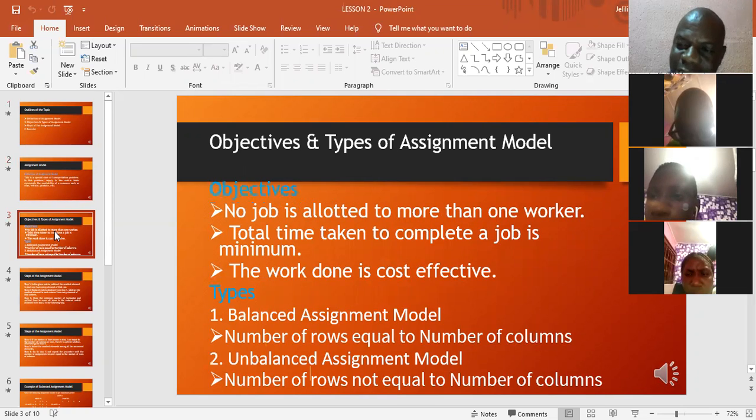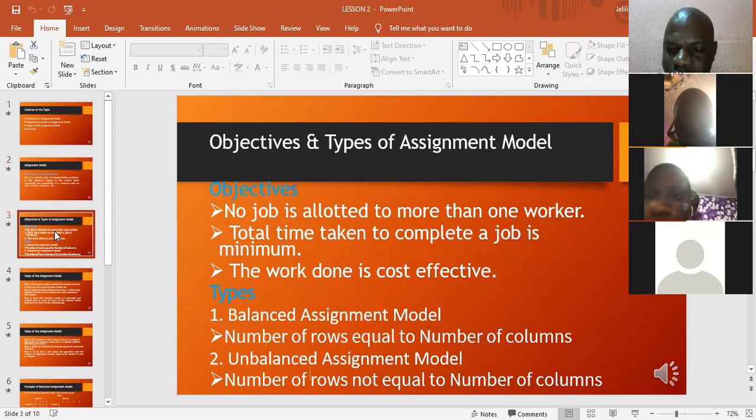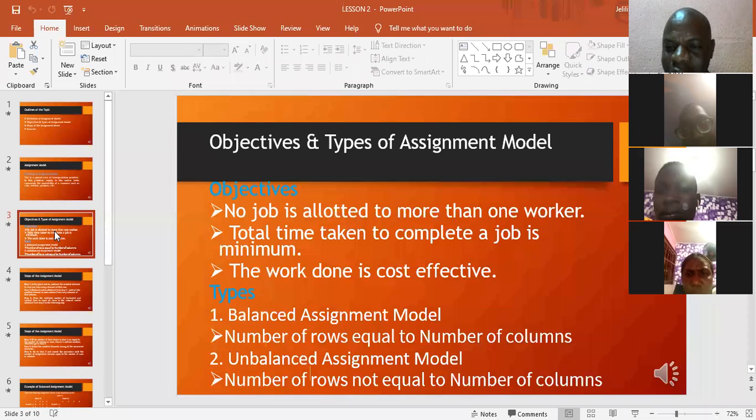The objective of assignment model says that no job is allotted to more than one worker. What they are trying to say is this: there is no way you will assign two jobs to a worker, at least one job per person. After the person finishes the job, you can now allocate another job to the worker. Then two, total time taken to complete a job is minimum, while three is the work done is cost effective.